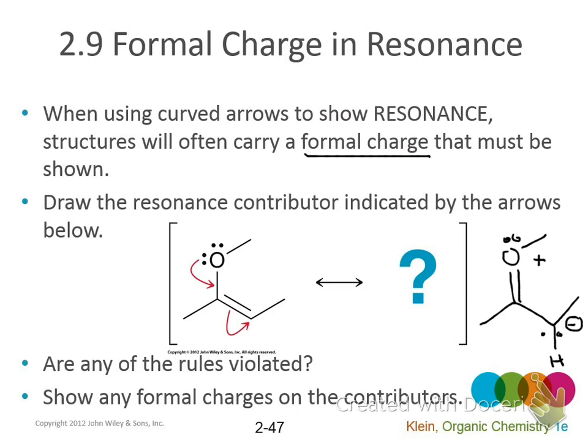So the one you just drew is a resonance of... Yeah, it's the question mark, but I didn't want to write on top of the question mark. So these are both resonance contributors. The hybrid would have a partial positive charge on the oxygen and a partial negative charge on the carbon where I've drawn the hydrogen out. Okay. So formal charges can change between resonance?